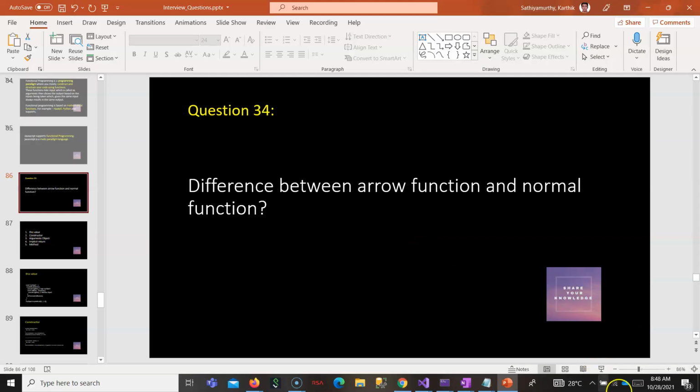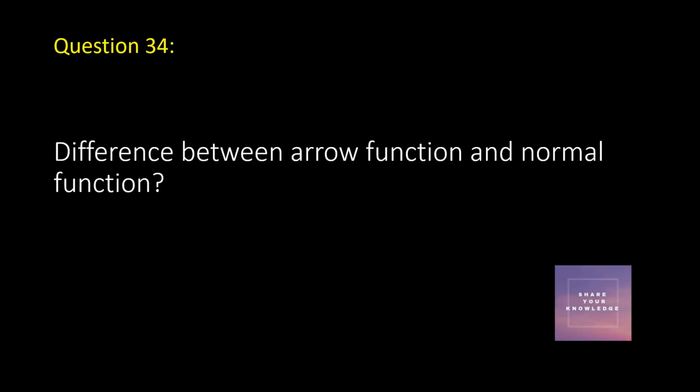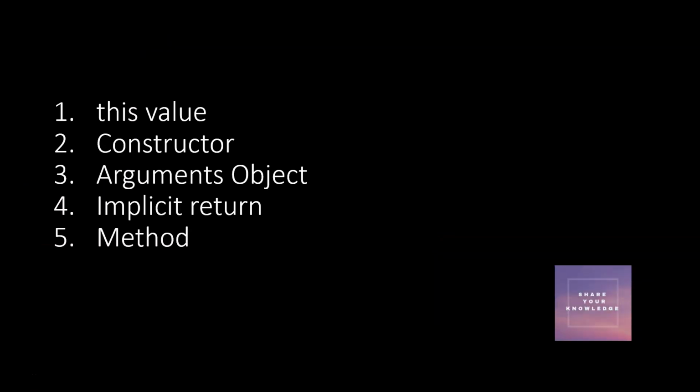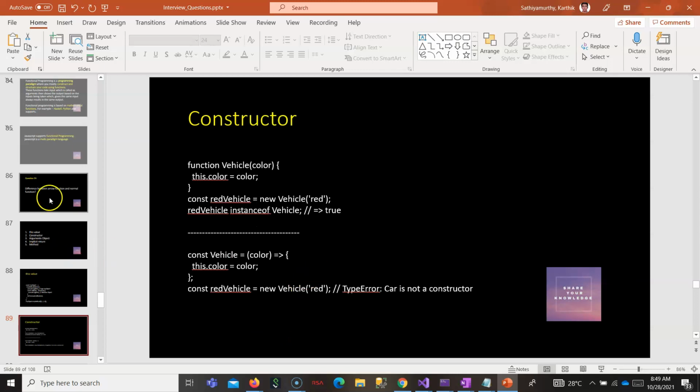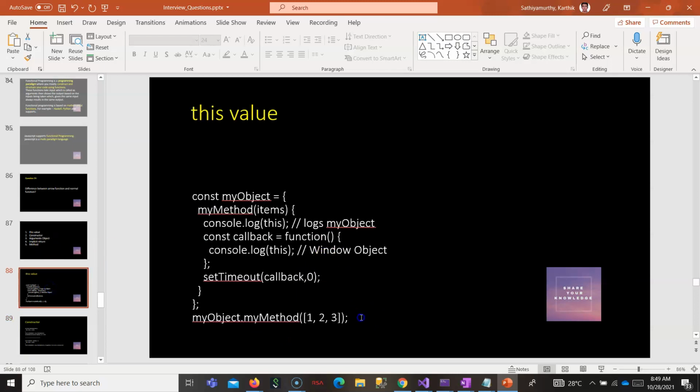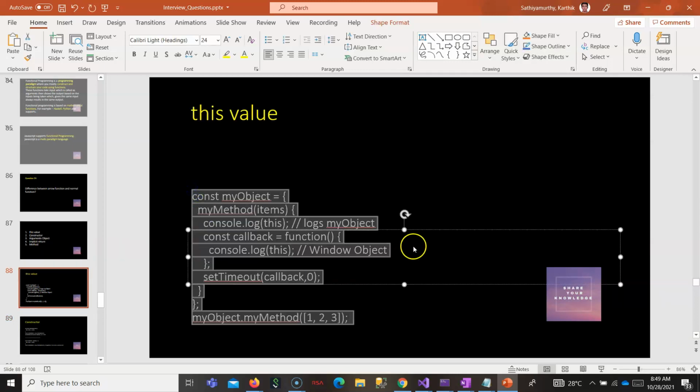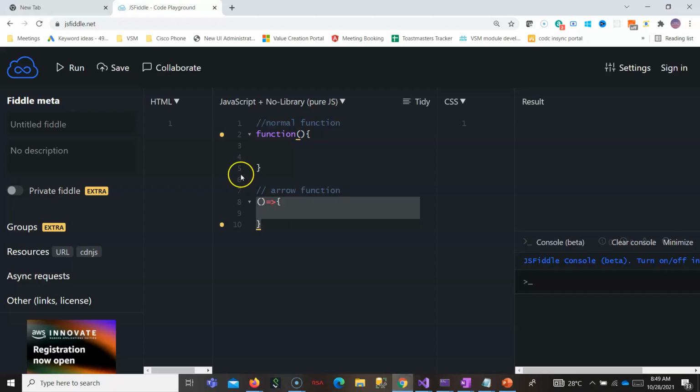So in all these five cases, there are differences between the normal function and the arrow function. The most important being the this value. Normally in JavaScript, the this value depends on how it is being called. That is, on the left hand, whatever is there, it will depend on that.